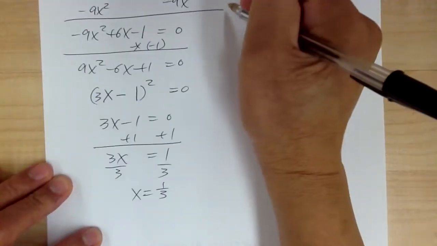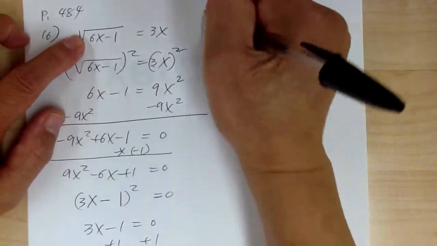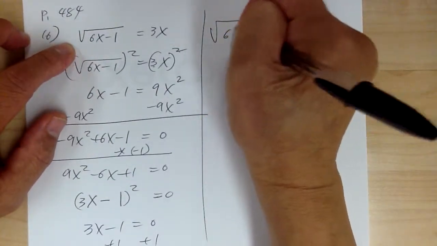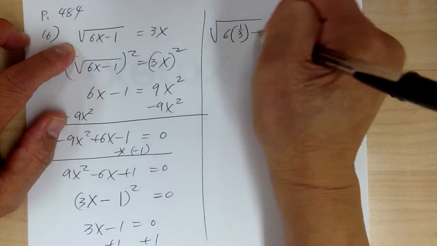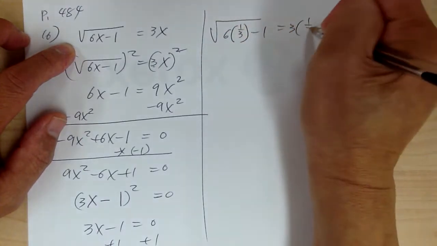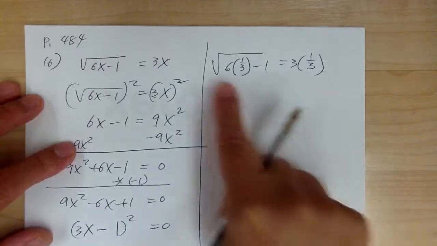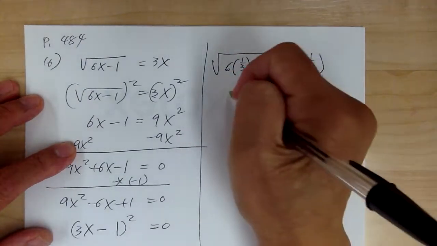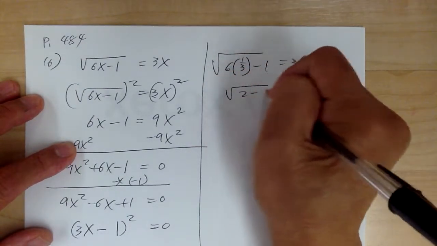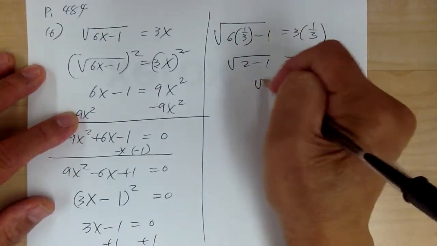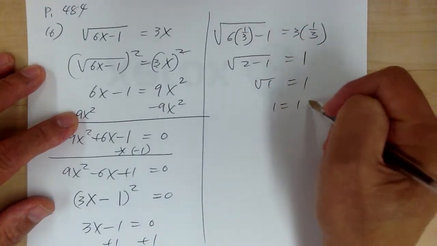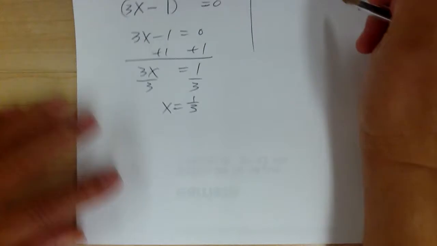Now let's go and check answers. So go back up here. So I got square root of 6 times 1/3 minus 1 equal to 3 times 1/3. Okay? So multiply 6 times 1/3 equal to 2. Okay, so 2 minus 1 equal to 1. So square root of 1 equal to 1. So 1 equal to 1, check. So that means that answer is good.